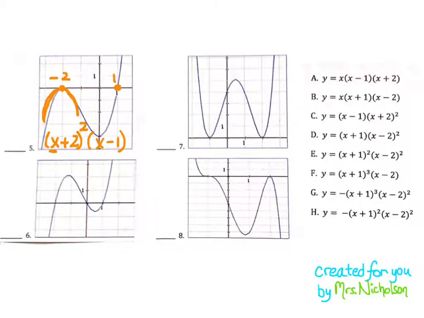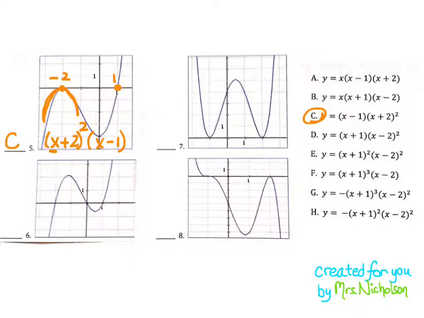And so if I look at my answer choices over here, I see x plus 2 squared and x minus 1. Right here, answer C. Now another thing we could have thought about here, notice that this graph is a cubic graph. I am looking for a degree of 3, and you might be able to narrow down your answer choices by just figuring out the degree of the polynomial.